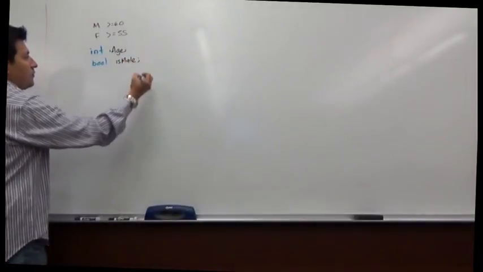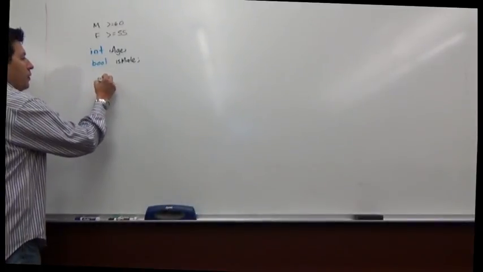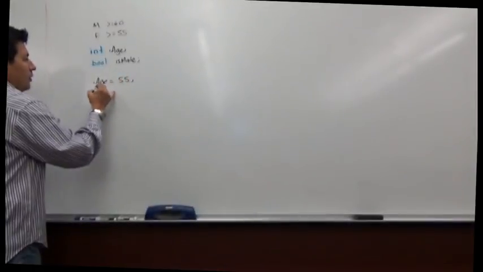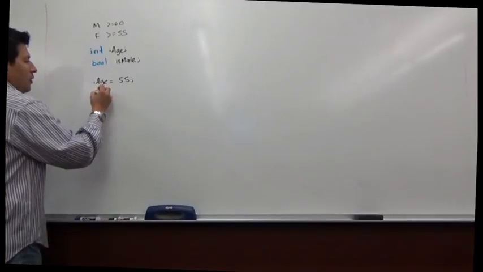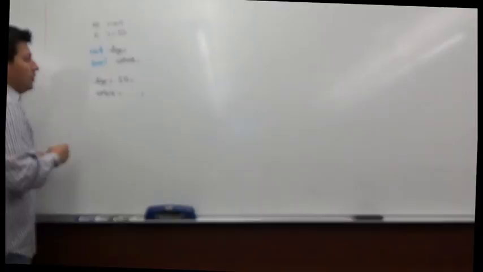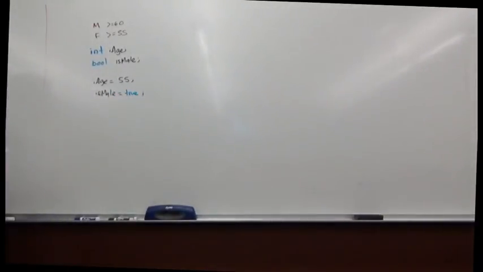So I just do is male, or is female, whatever. I'm going to give some random values. Let's say this person is 55 and male equals true. So that person needs to work, right? Can't retire yet.